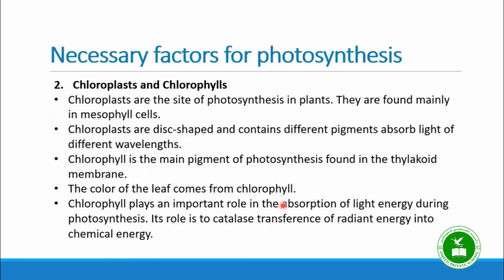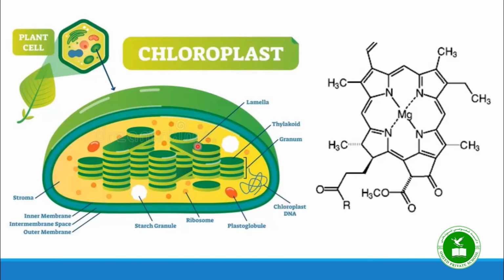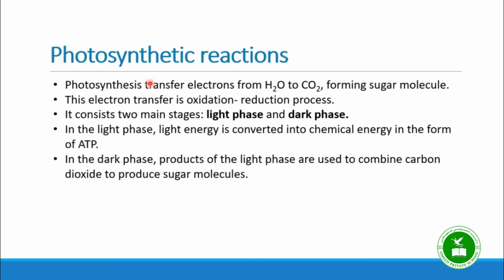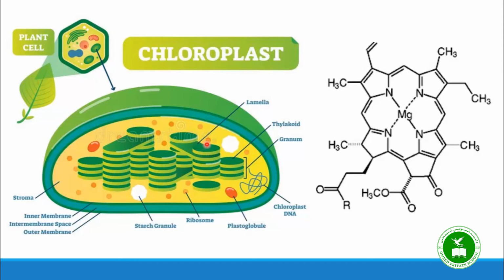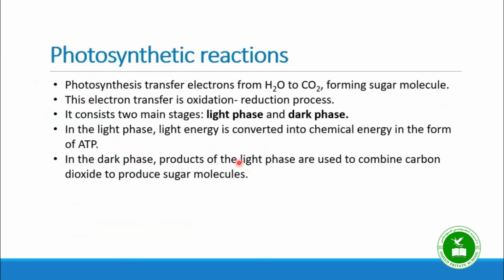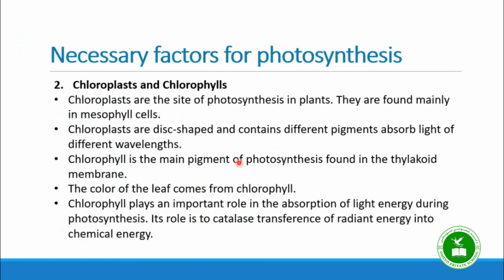Chloroplasts are disc-shaped and contain many pigments that absorb different kinds of light wavelengths. Chlorophyll is the main pigment of photosynthesis, found in the thylakoid membrane. This is a thylakoid membrane. Here we have a pigment named chlorophyll. So chlorophyll is the main pigment of photosynthesis, which is found in the thylakoid membrane.